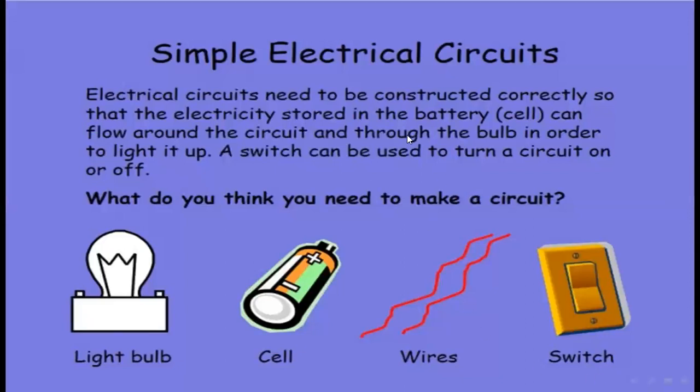Simple electrical circuits need to be constructed correctly so that the electricity stored in the battery cell can flow around the circuit and through the bulb in order to light it up. A switch can be used to turn a circuit on or off. What do you think you need to make a complete circuit? You need a battery, wire, switch, and light bulb. All these things help you to make a complete circuit.